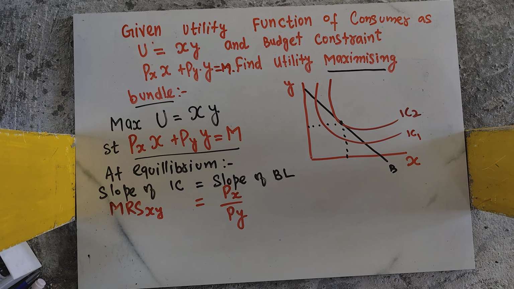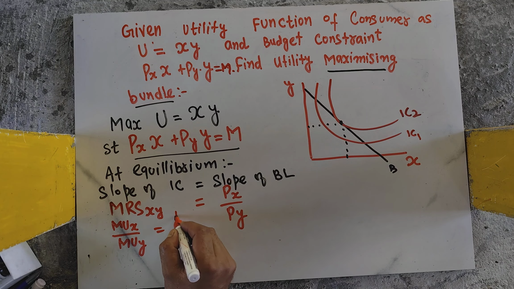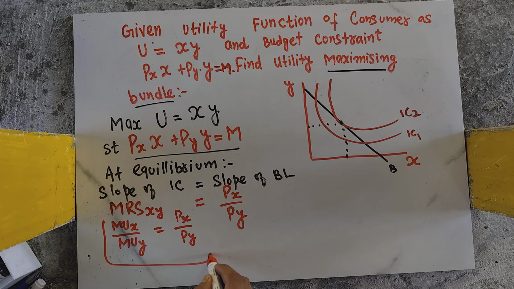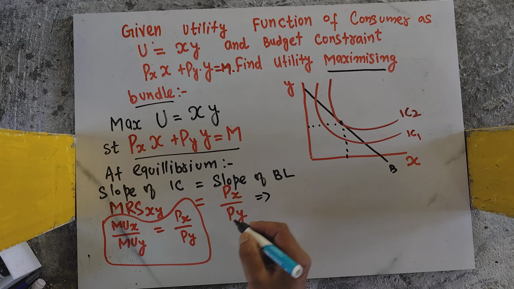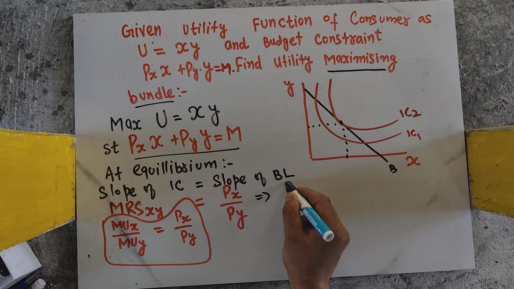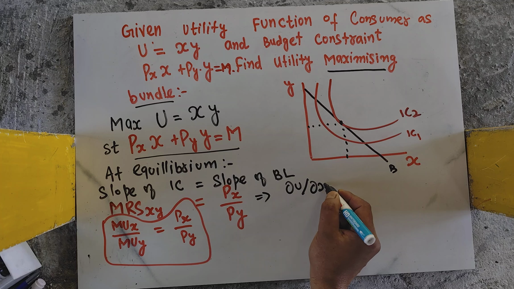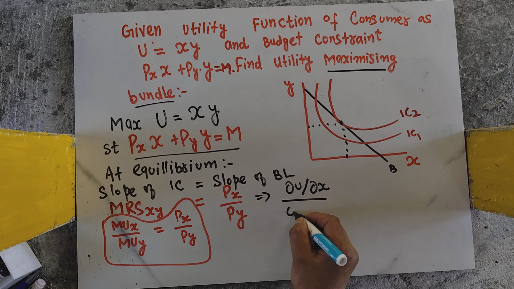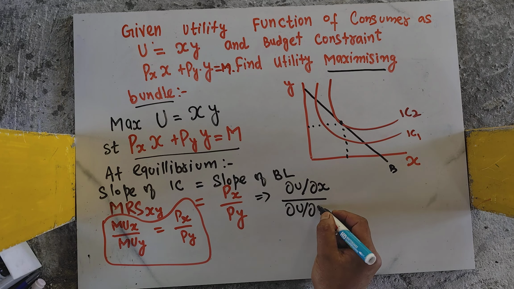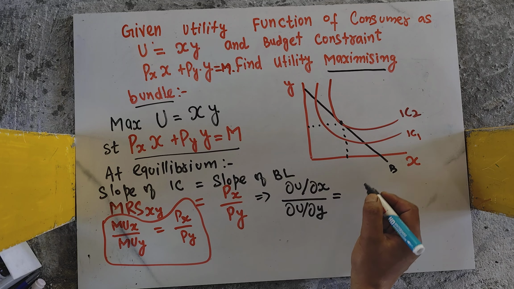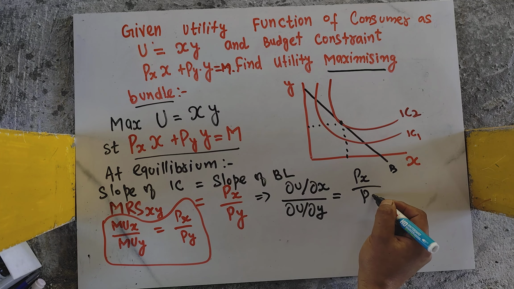Now MRS is, as we know, the ratio of the marginal utility of good x and marginal utility of good y, and it should be equal to the ratio of the prices, that's price of good x upon price of good y. Now what is MUx? Marginal utility of good x is simply the change in the utility due to the change in the consumption of good x. MUy is simply the change in the utility due to the change in the consumption of good y. Should be equal to price of x upon price of y.